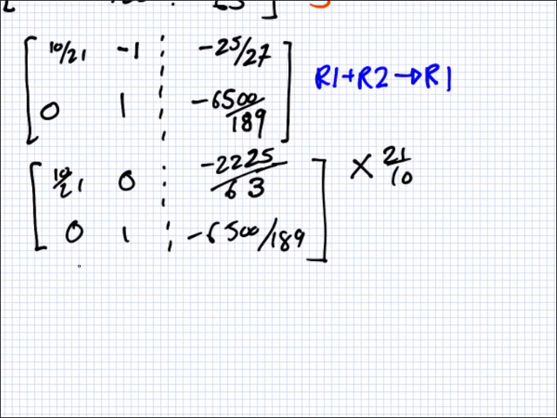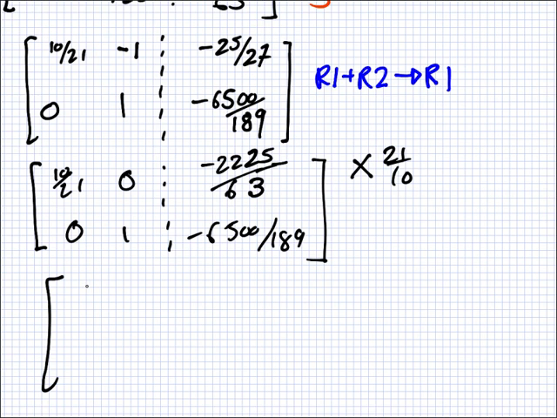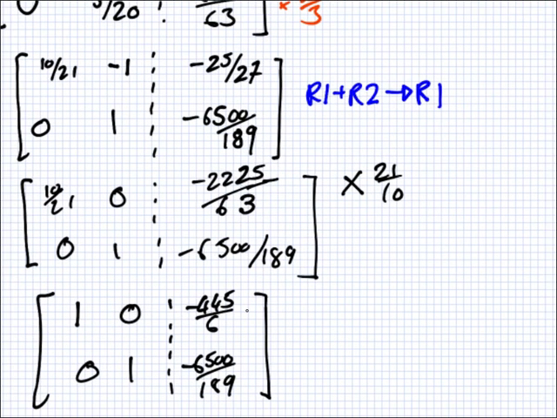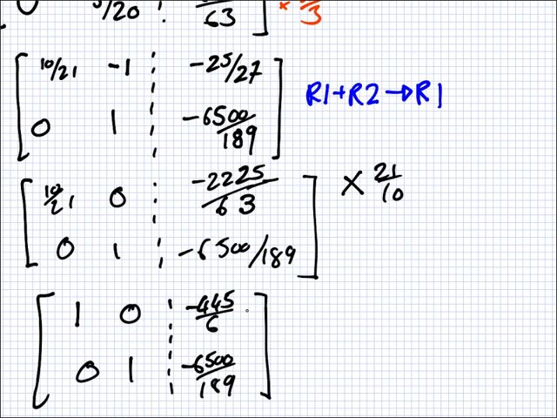So I think it's clear what we get here first. It will be 1. And this here is minus 6,500 over 189. And then if you take this fraction and multiply it by 21 over 10, I hope you get minus 445 over 6. Now, I'm super finished because what is this first equation? X equals negative 445 over 6. And the second equation? Y.